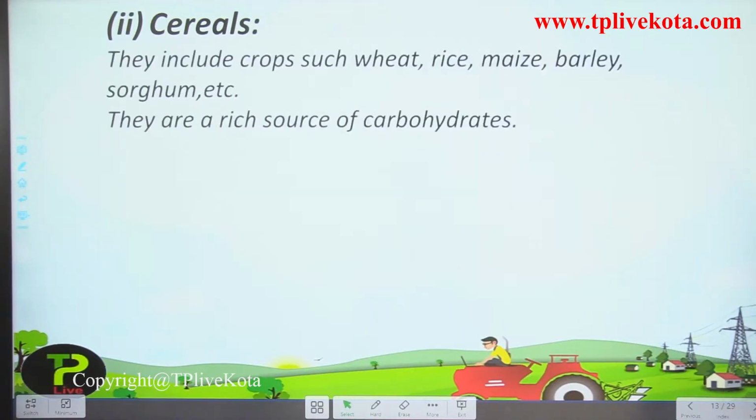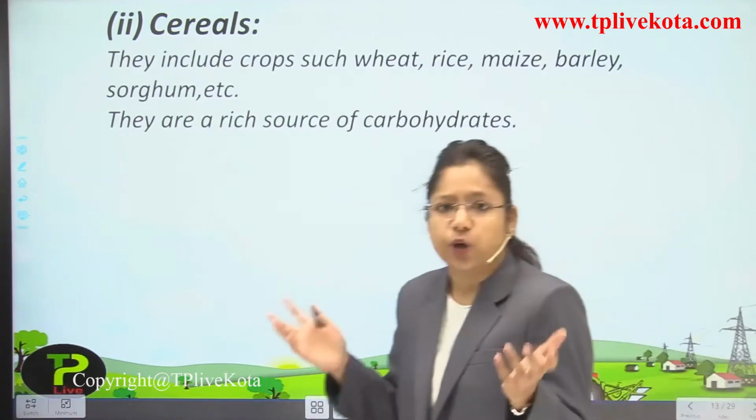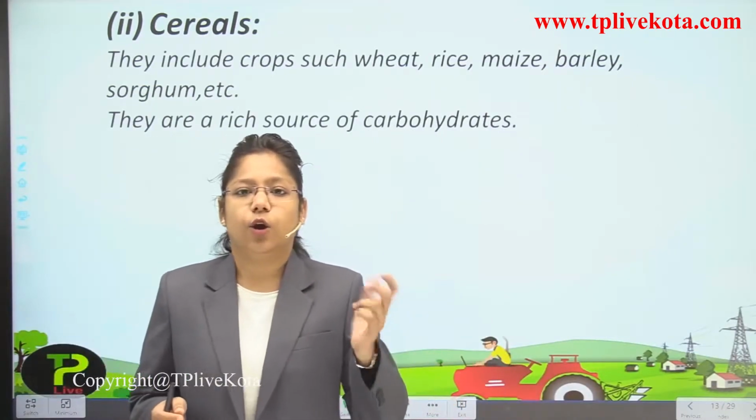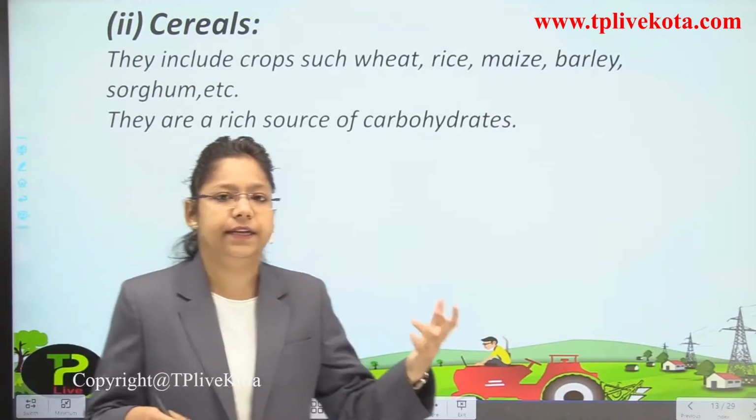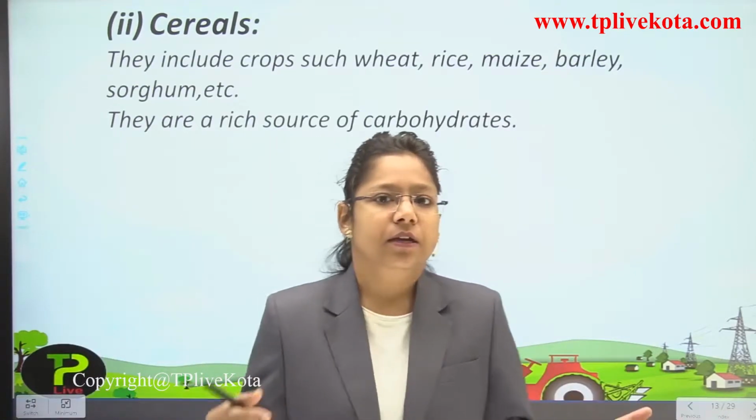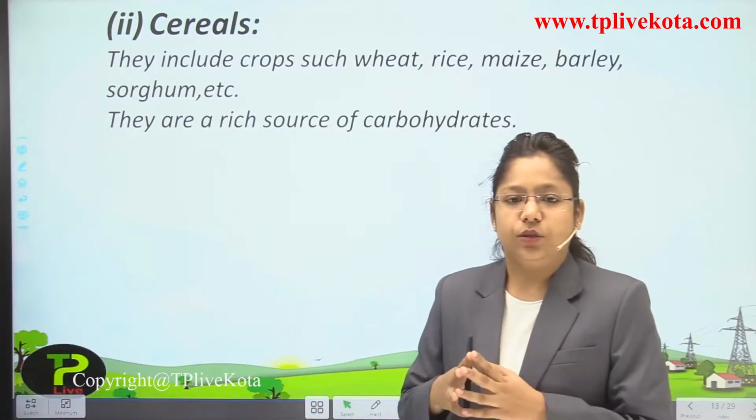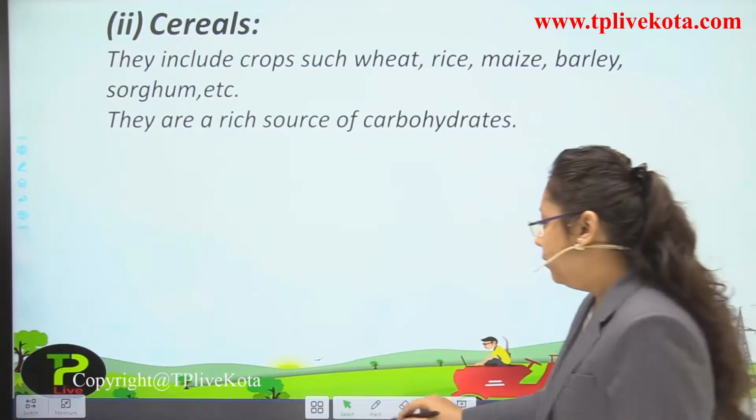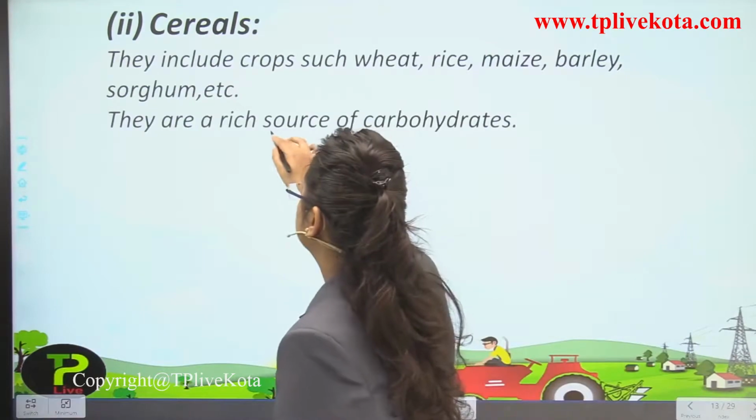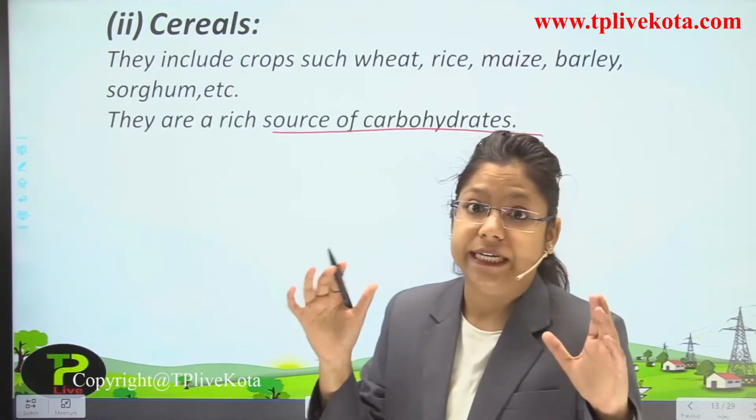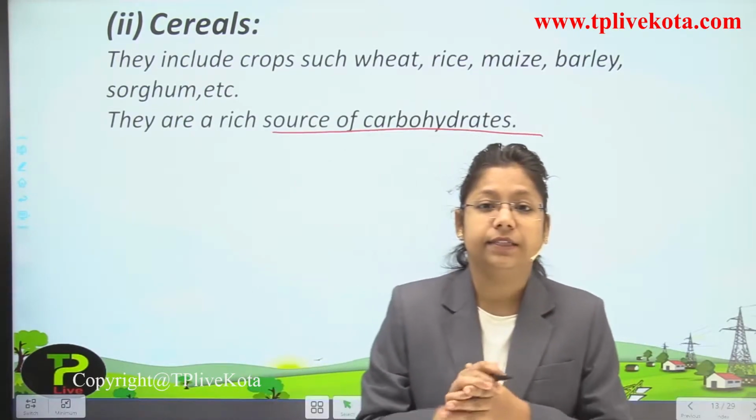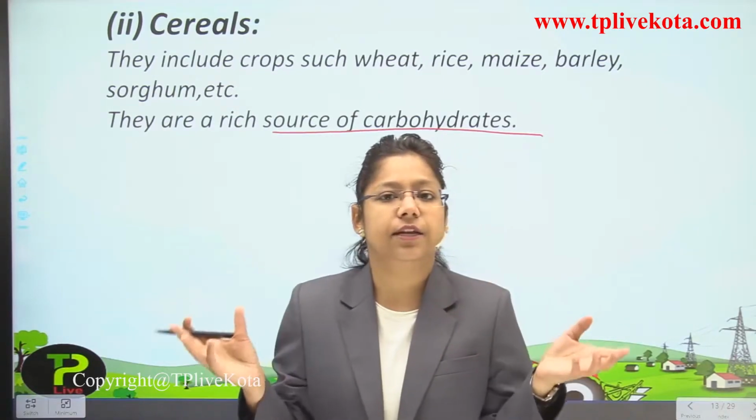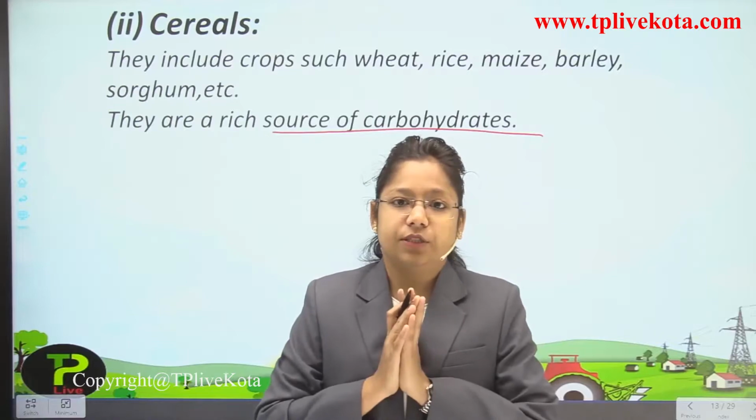So, what are cereals, students? They include the crop part, which I told you about in the video. The crop part, that is the wheat, rice, barley, maize, sorghum. So these are the crop parts which are included in the cereals. Now, it is a great thing that they are a rich source of carbohydrates. What are carbohydrates? The carbon hydrogen bond. Each and every student knows that it is an organic compound which is used inside our body.